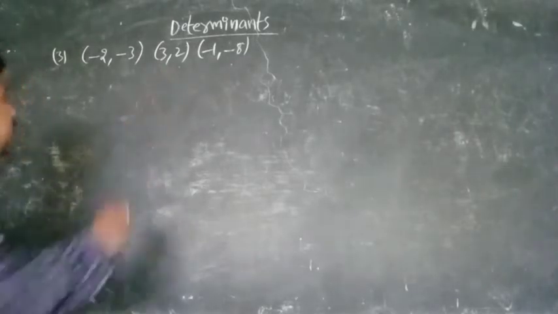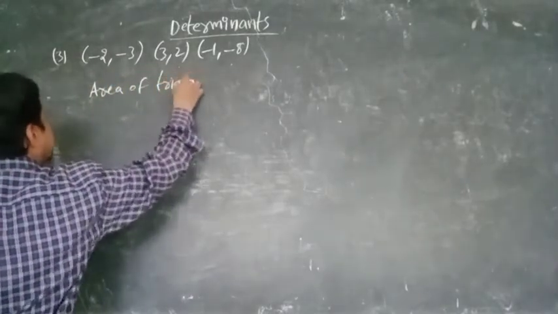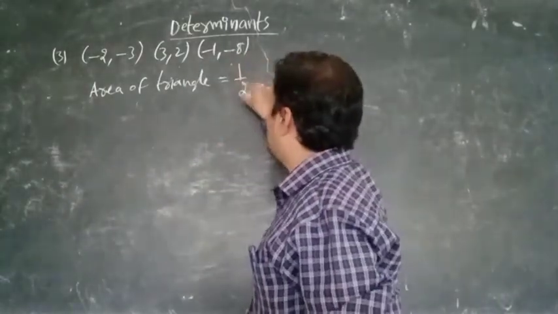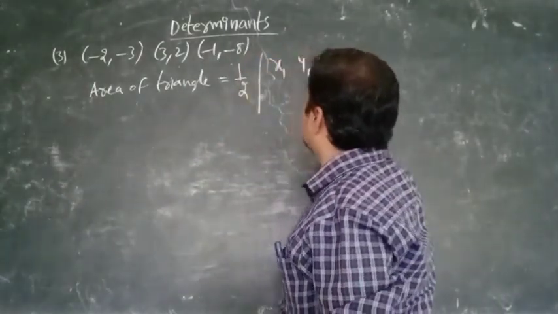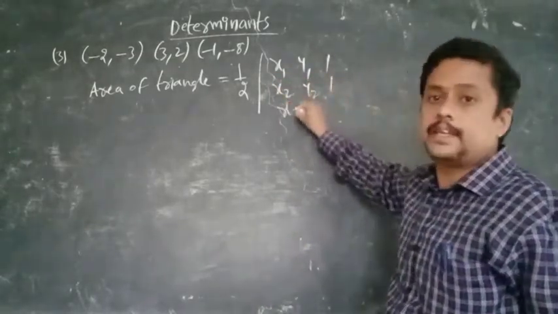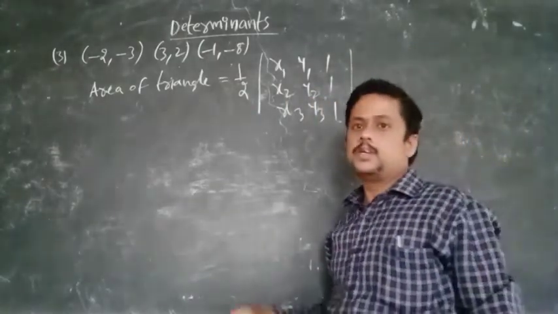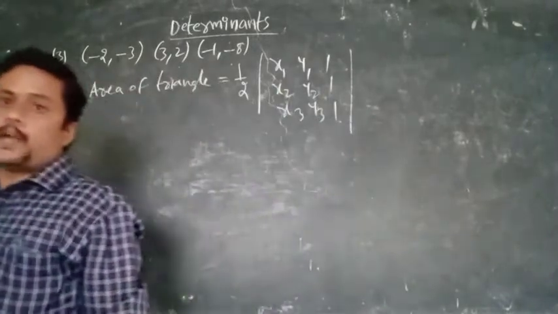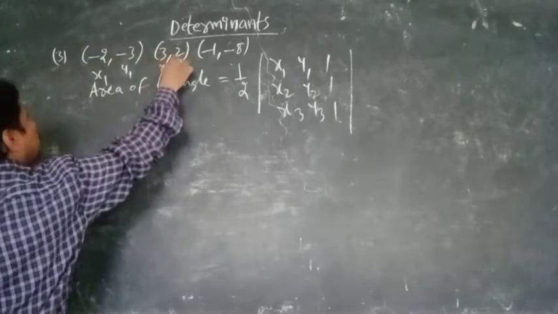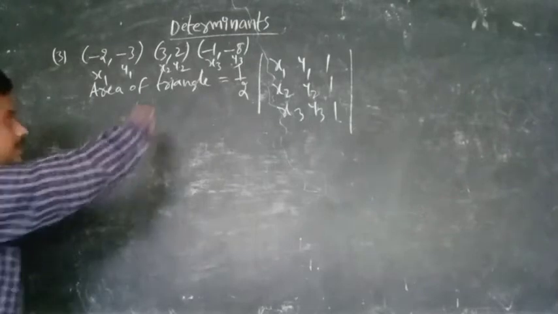See, area of the triangle is equal to the formula half into the determinant x1 y1 1, x2 y2 1, x3 y3 1. Have to write the first formula. So have to find out this one. This is x1 y1, this is x2 y2, this is x3 y3. Write down all these things and substitute here.